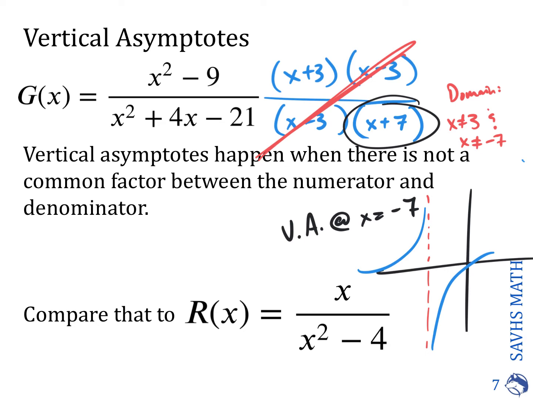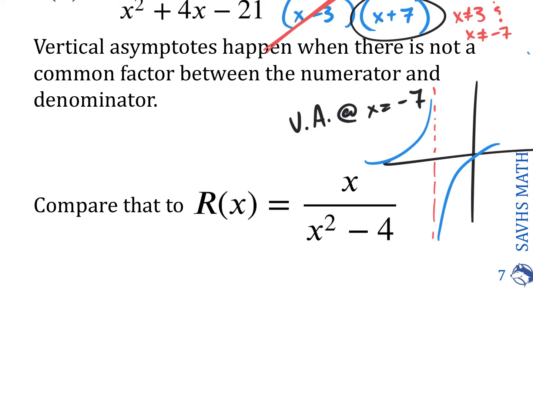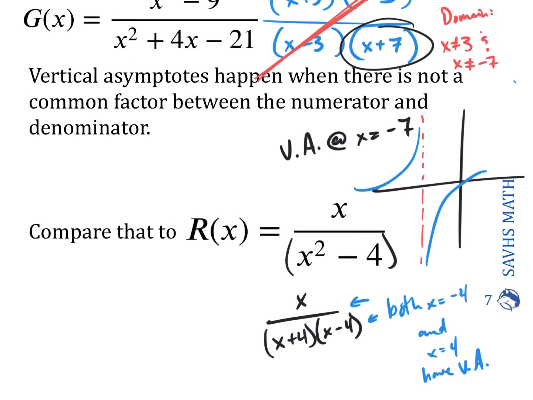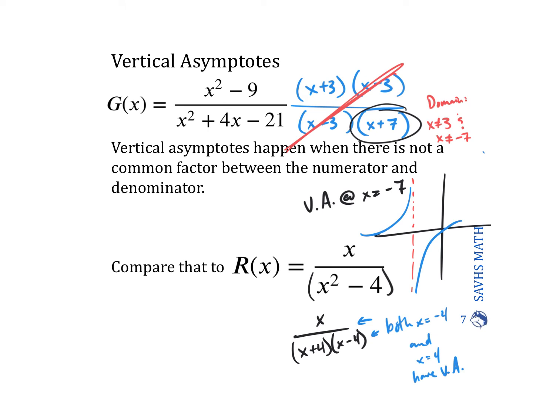Okay, cool. So that's interesting because if I compare it to this other polynomial here, which is x over, and then if I factored this whole deal, I would get x plus 4, x minus 4. Do you see how there's no common factors top and bottom here? So that means that both x equals -4 and x equals 4 have vertical asymptotes. All right, so when I'm looking for a vertical asymptote, I'm looking for common factors, and I'm going to cancel those. Anything that isn't a common factor in the denominator, that corresponds to a vertical asymptote.